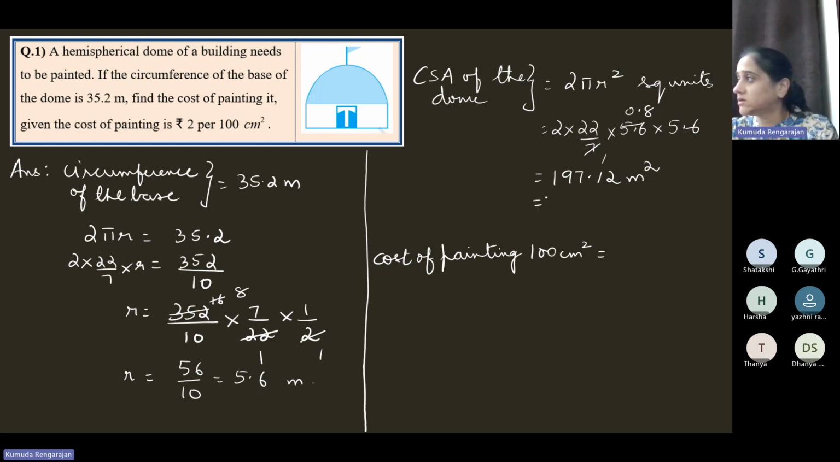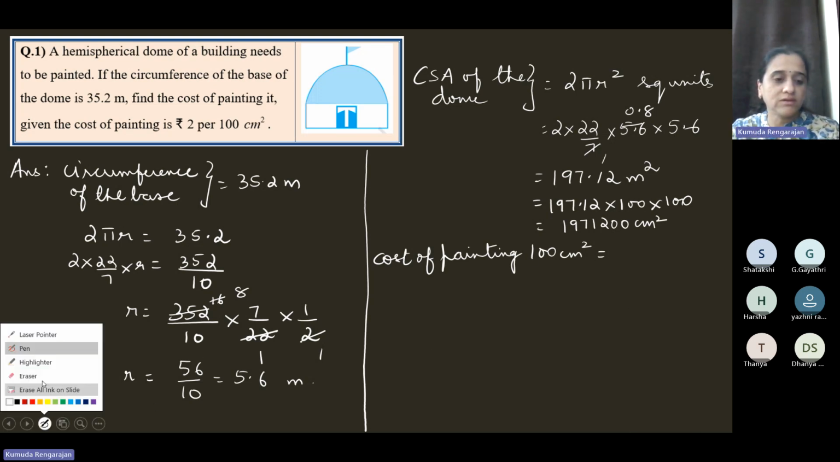How do you do that? Meter to centimeter, you multiply by 100 once. Meter square to centimeter square, you need to do the same thing 2 times. When you're converting meter cube to centimeter cube, 3 times. So 197.12 meter square to centimeter square, multiply by 100 two times. This is going to be 1971200 centimeter square.